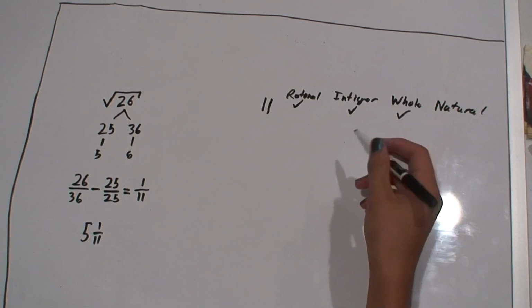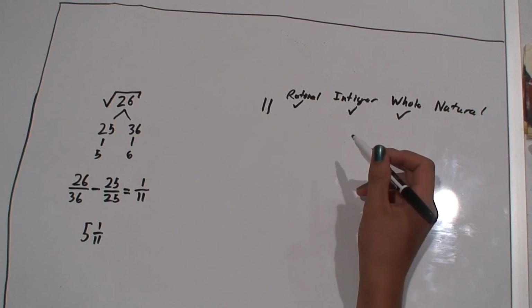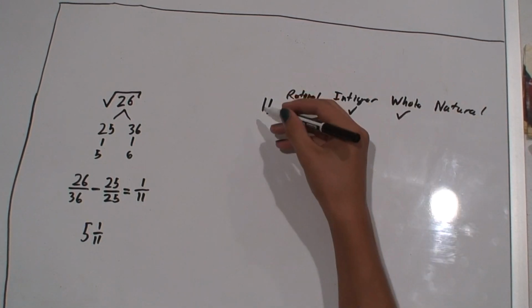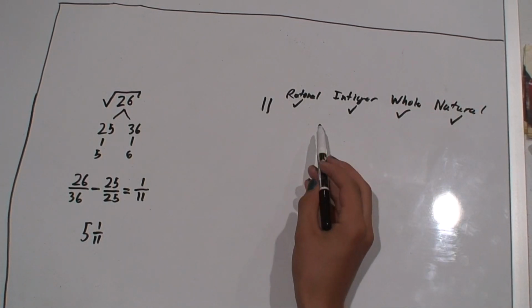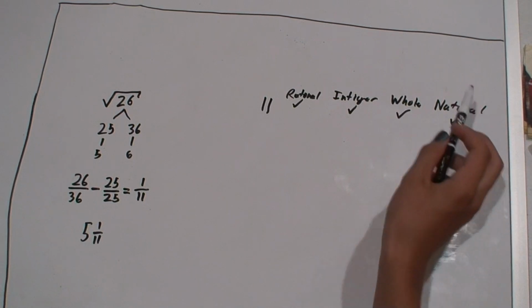Natural numbers are whole numbers, but they don't include 0. Is 11 0? No, it is not. So it is a rational whole natural integer.